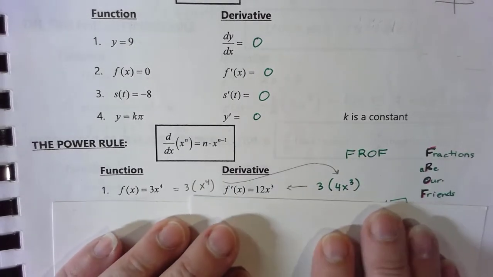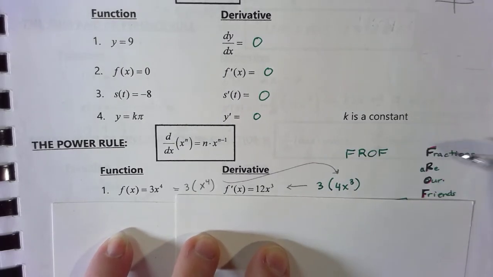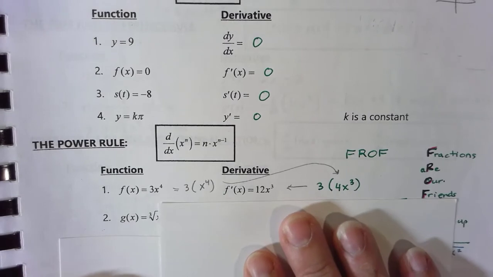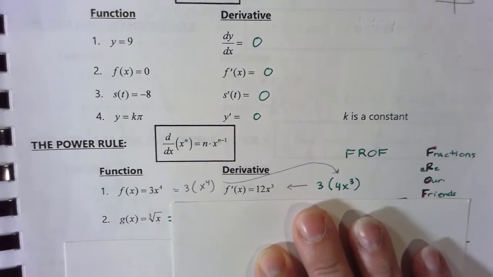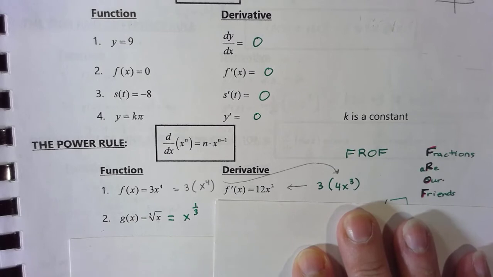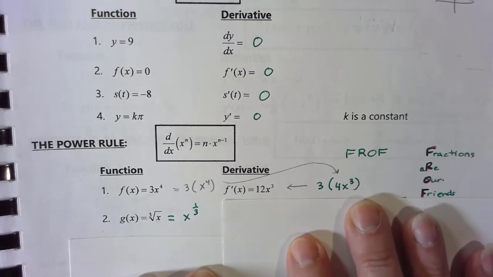Now for the next problem, I'm going to introduce an acronym I like, FROTH. FROTH, we're going to see this a lot. Fractions are our friends. FROTH. Be sure you know that. So when we look at number 2 here, we can see that we want to write this with fractional exponents. And if we write this with a fractional exponent, it now becomes quite simple.